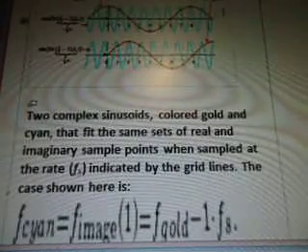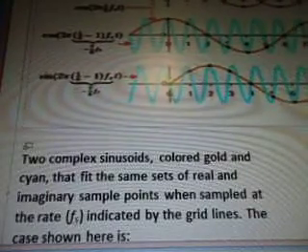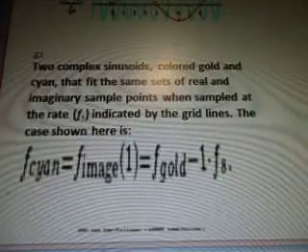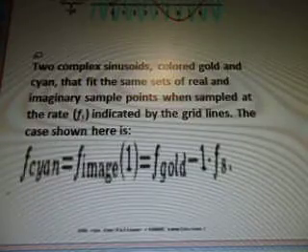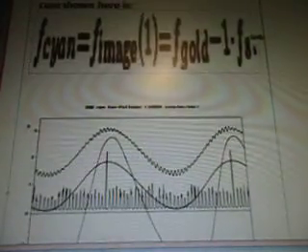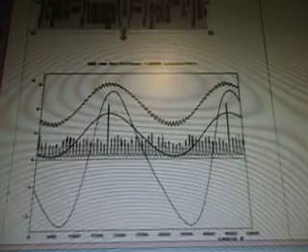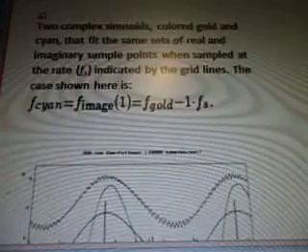There's a diagram here. It's got some calculations there on the left there. I'll just make it bigger for a second there. It's kind of blurry, so you can go to Wiki to look at it. Two complex sinusoids, colored gold and cyan, that fit the same set of real and imaginary sample points when sampled at the rate fs indicated by the grid lines. The case shown here is, there's the calculation thingy there. Again, it just goes blurry when I make it bigger, so it doesn't always do a good job to make it bigger. If I make it small, you can actually see it better, which is funny, but that's true.